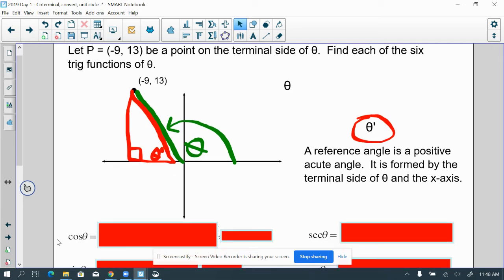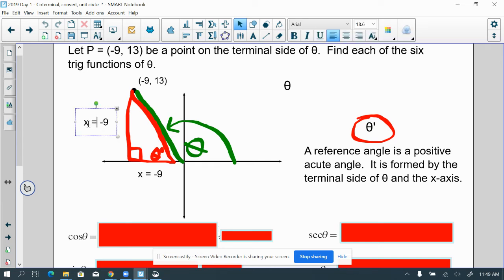Because I want to find out what the cosine of theta is, and I don't know what theta is. But I know these 2 points. Well, I can create this reference triangle, and that will help me. So my x value is negative 9. I had to go to the left 9. And the y value is positive 13. I had to go up 13.